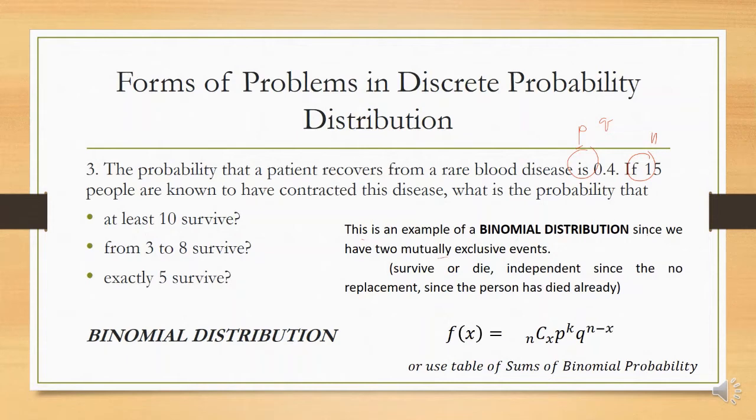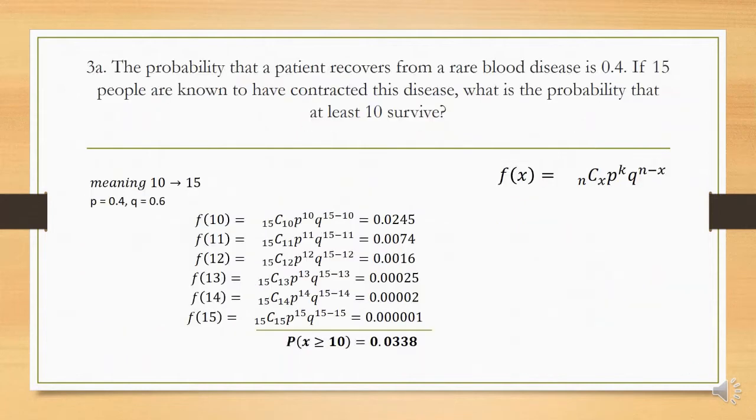That is, it's either they survive or die from the disease. It's also independent, they are independent to one another since there is no replacement after the person dies. The formula is this one. Or we can actually have a table of sums of binomial probability, which I will be discussing on a separate video. Now, let's solve the problem using the formula muna.